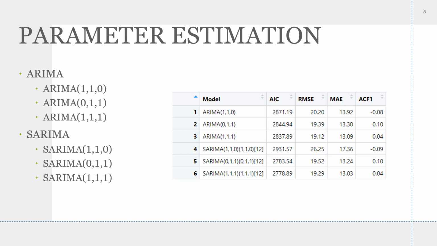Looking at the SARIMA models, starting with 110, it had a higher AIC at 2,931. Our second SARIMA model, 011, had an improved AIC at 2,783, as well as a better handling of the residuals compared to the previous model. Finally, SARIMA 111 stood out with the lowest AIC of 2,778, as well as having optimal residual metrics. Thus, it demonstrated the best fit amongst our tested SARIMA models. From these, the ARIMA 111 and the SARIMA 111 models were chosen to be investigated further.